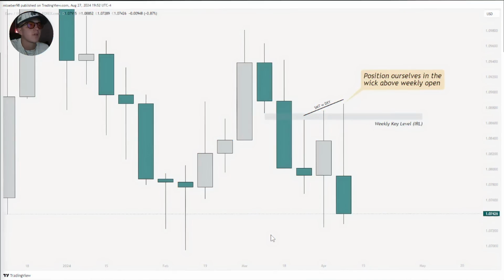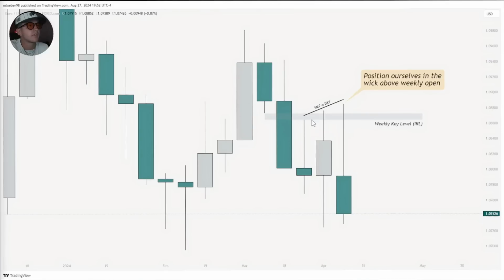So if you got that right, we are looking at Euro USD on a weekly chart. So we have a weekly key level tag, this internal range liquidity pool, fair value gap, and like I said before, you want to be positioning yourself in the wick above the weekly open, inside of this gap. And you could see we also had SMT divergence with the dollar index. So we had higher highs on euro. We also had higher lows on the dollar index, giving us our SMT divergence.